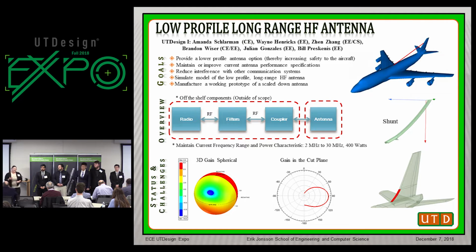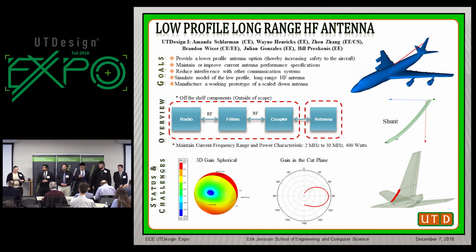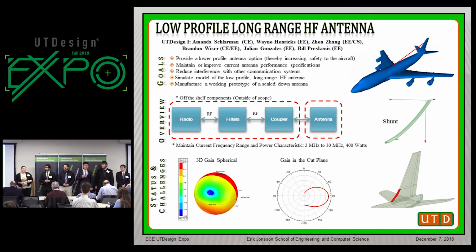Now, while the current design is simple and effective, it spans most of the aircraft. So our task is to shrink that down and make it lower profile while maintaining the characteristics of the long wire, which will be a difficult task. Using ANSYS HFSS, we modeled and simulated shunt, inverted V, and hybrid antenna designs. Currently, we're pursuing the shunt antenna design due to its low profile, simplicity, and gain plot.